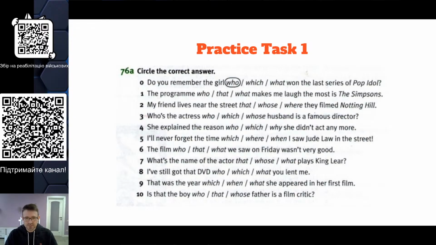Number nine, that was the year when she appeared in her last film. So here we've got the year, which is a time, and so we should use when in this situation. And finally, number ten, is that the boy whose father is a film critic? It's the father of the boy, and so we should use whose to show possession, as we talked about before. So these are the correct answers. Does anybody have any questions before we do another practice task with defining relative clauses?